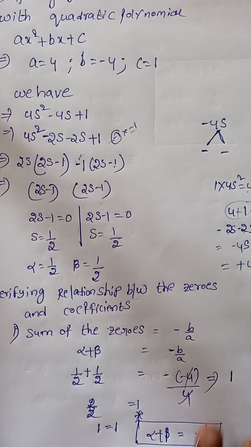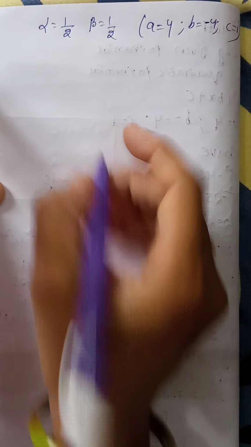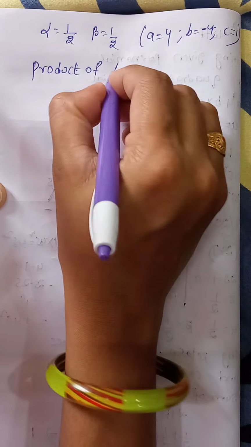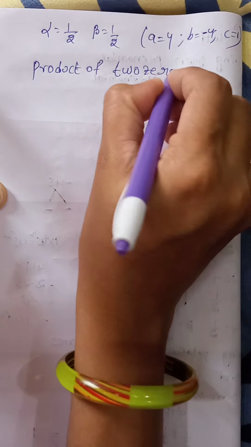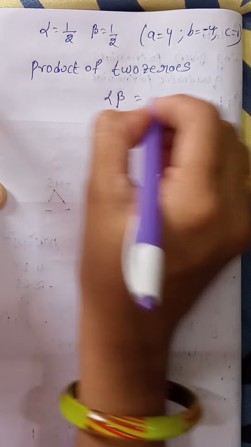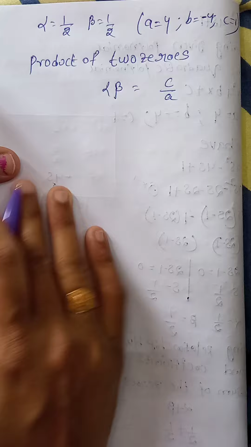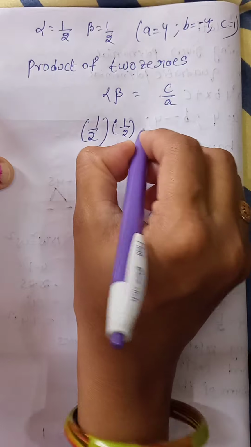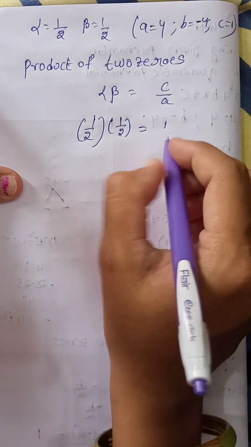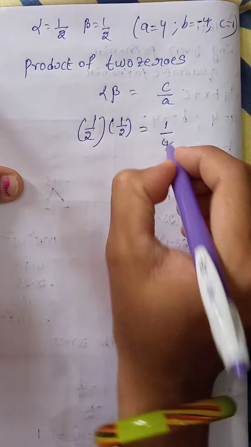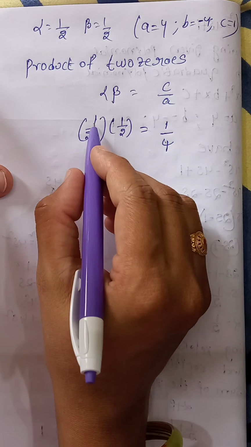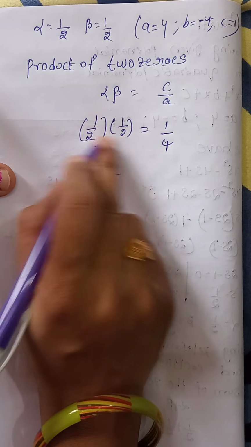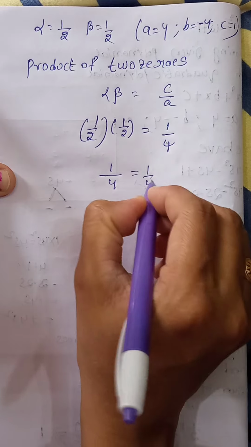Now we need to check the second case, product of the two zeros. Alpha beta equals c by a. What is the alpha value? 1 by 2, into beta value 1 by 2, equals what is the c value? 1, divided by what is the a value? 4. So 1 by 2 into 1 by 2: multiply the numerators, 1 into 1 is 1, divided by multiplying the denominators, 2 into 2, 2 twos are 4. 1 by 4 equals 1 by 4.